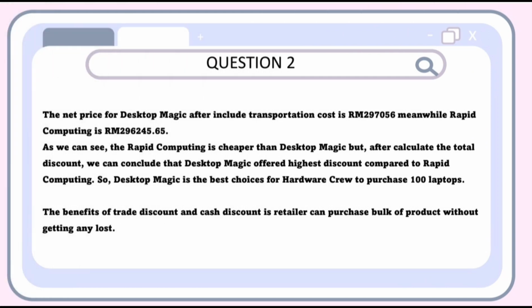The net price for Desktop Magic after including transportation cost is 297,056. Meanwhile, Rapid Computing is 296,245 ringgit 65 cents. As we see, Rapid Computing is cheaper than Desktop Magic, but after calculating the total discount, we can conclude that Desktop Magic offers the highest discount compared to Rapid Computing. So Desktop Magic is the best choice for the hardware crew to purchase 100 laptops. The benefit of trade discount and cash discount is that the retailer can purchase bulk products without getting any loss.